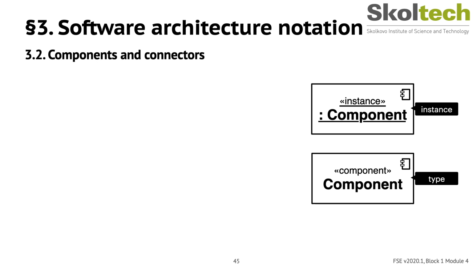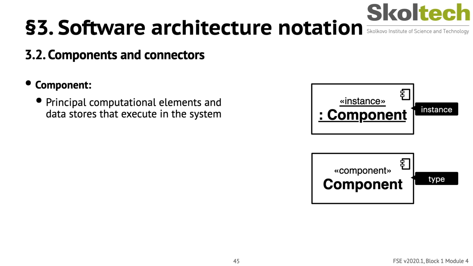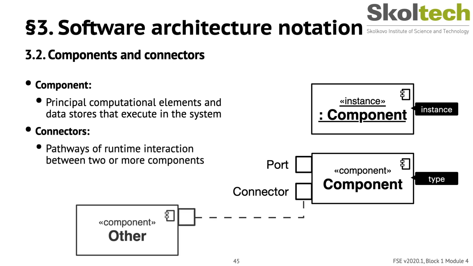Components are the principal computational elements and data stores that execute in the system. Components may only communicate either directly or indirectly using ports and connectors. And when you're drawing component diagrams, you should always show all of its ports and connectors. For the sake of this video, we're going to use the terms ports and connectors interchangeably. Connectors are pathways of runtime interaction between two or more components.